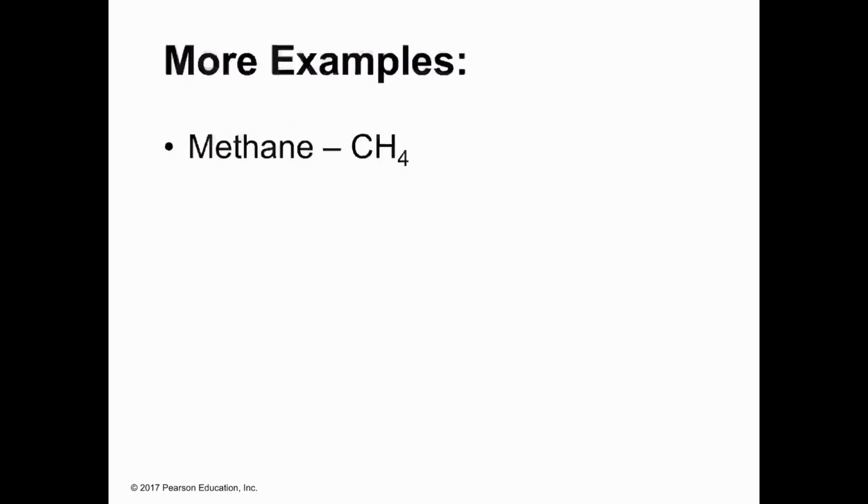So let's try and draw some. The first one is methane, CH4. Following the HONC rule, 1, 2, 3, 4, carbon can make 4 bonds. Hydrogen can only make 1. So carbon will go in the middle, and we'll put the 4 hydrogens around it.